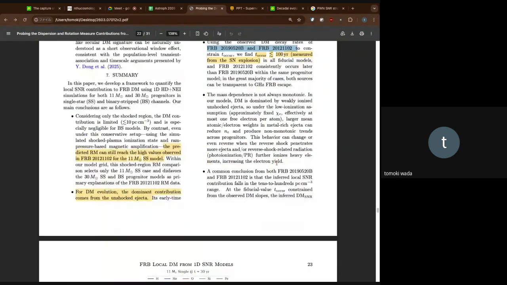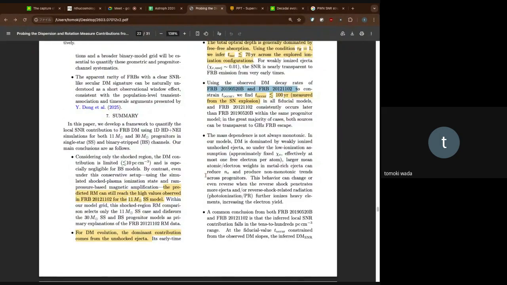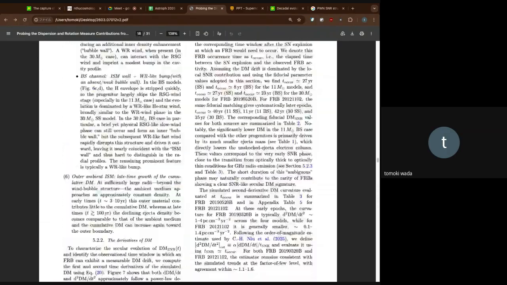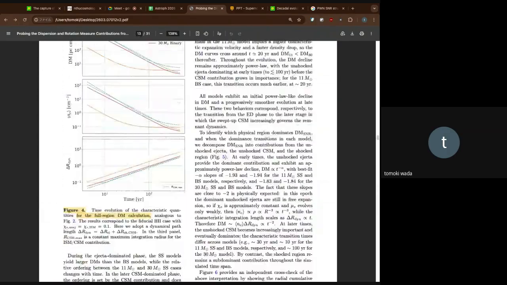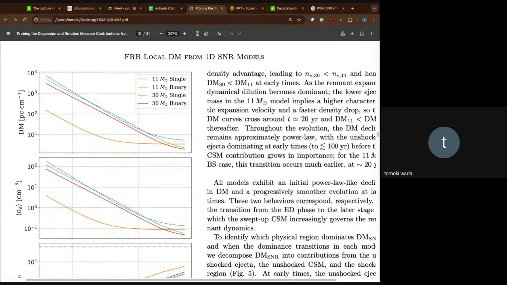I think this kind of calculation is easily done analytically. Yes. And the point is maybe checking both single and binary systems. And could you explain which progenitor system predicts higher or lower DM? This cannot be treated analytically. Can you show this result?